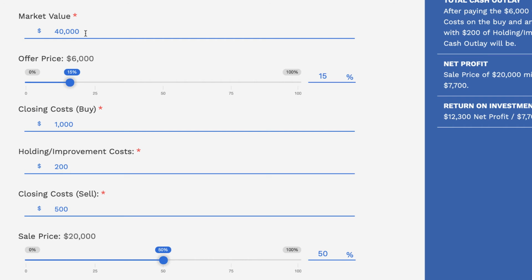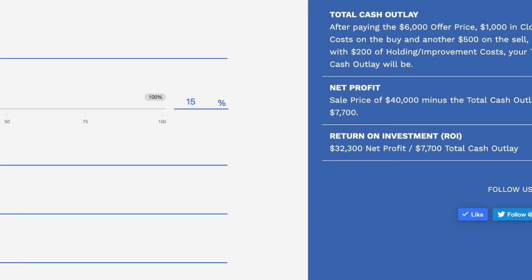So if you were really conservative with this number when you came up with it, like if you actually have market data to support the assumption that this property is actually going to sell for $40,000, then you could very easily just crank this thing up to 100% and assume I'm going to sell it for $40,000 cash. And then you have your numbers over here.